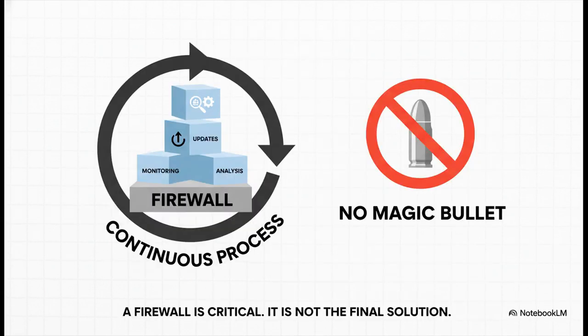So what's the big takeaway from all this? Well, a firewall is absolutely essential. It's your first line of defense. But it is not a set-it-and-forget-it solution. It's not a magic box that solves all your problems. Real security is a process. It means constantly watching, updating, and understanding how the threats are changing.